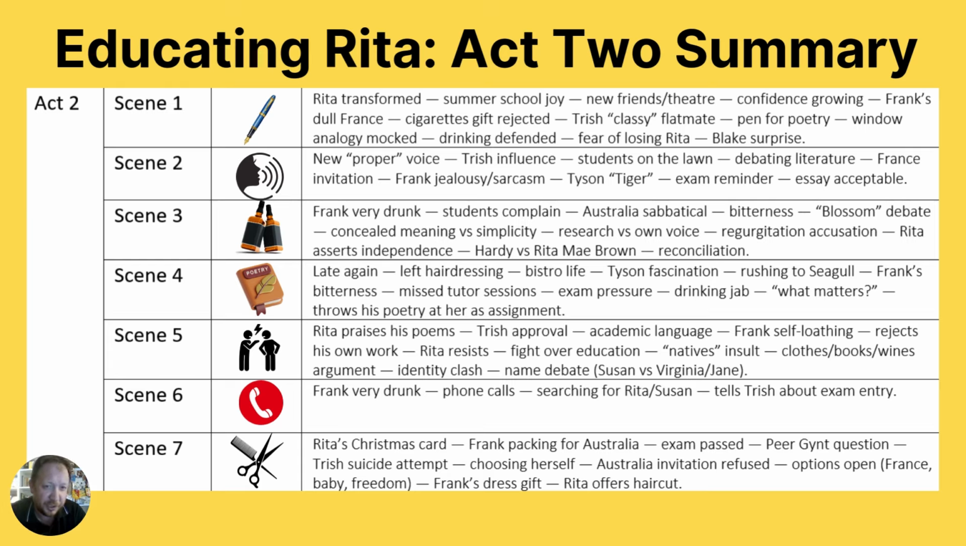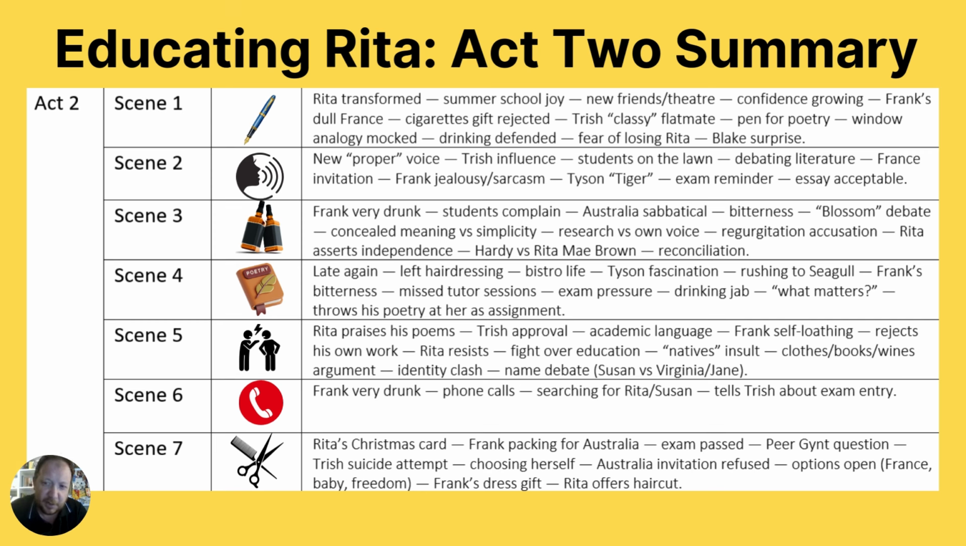We learn about Trish's suicide attempt, this idea that the academic life is not so idealistic, and it's a big facade. And then we've got Rita choosing herself. And if I could put one word to summarize that final scene, it's choice. Rita is free. She's got a choice.